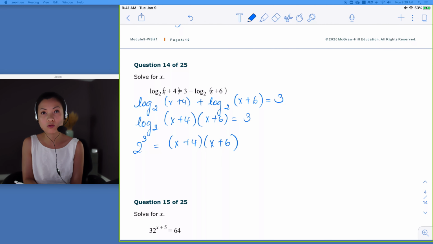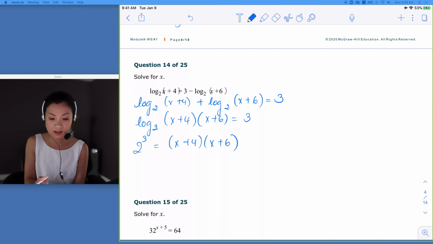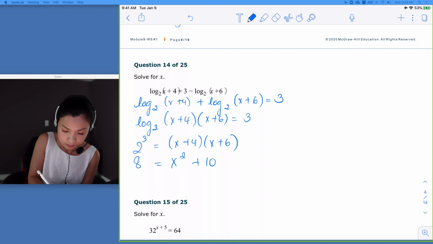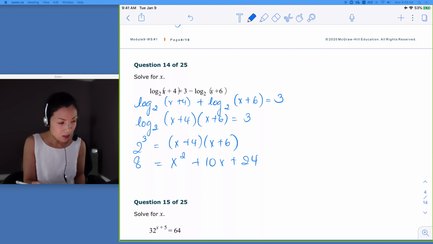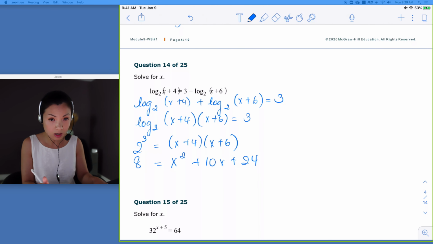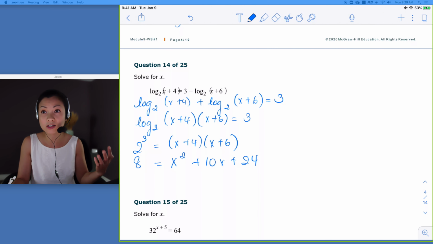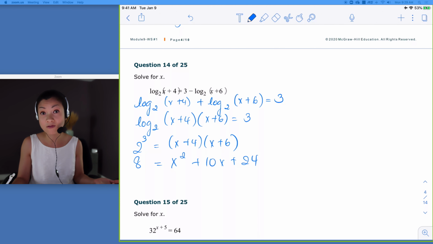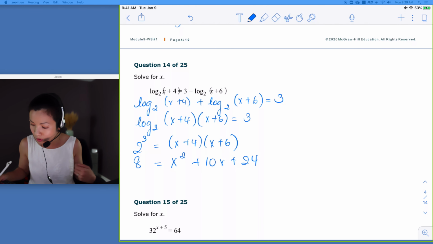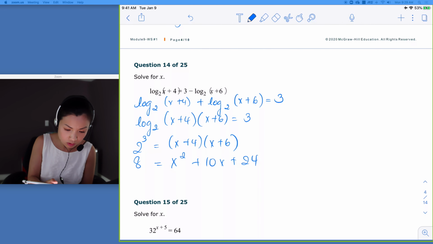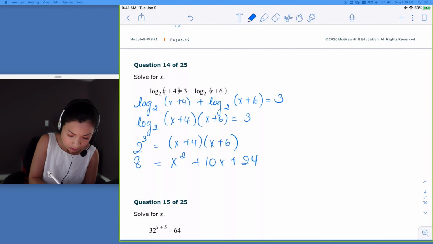Now you can see that we can just proceed. You have parentheses, so the first thing you want to do is FOIL. Now you can see that we have a quadratic, right? So we can definitely factor, or we can use the quadratic formula. I suggest that you try to factor first, okay? So first we have to make it into standard form. I have to minus 8.